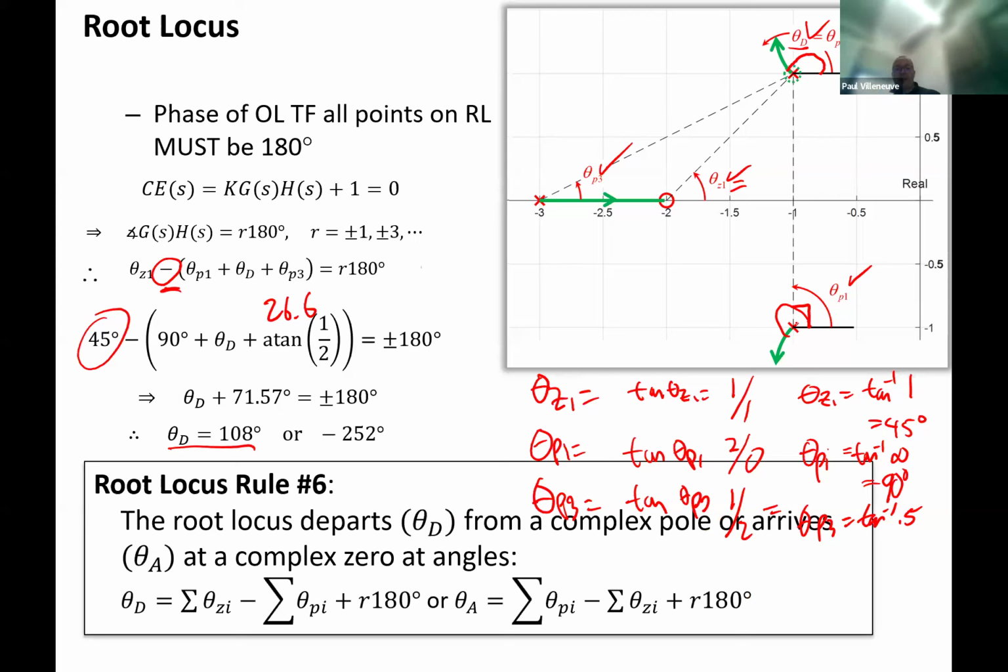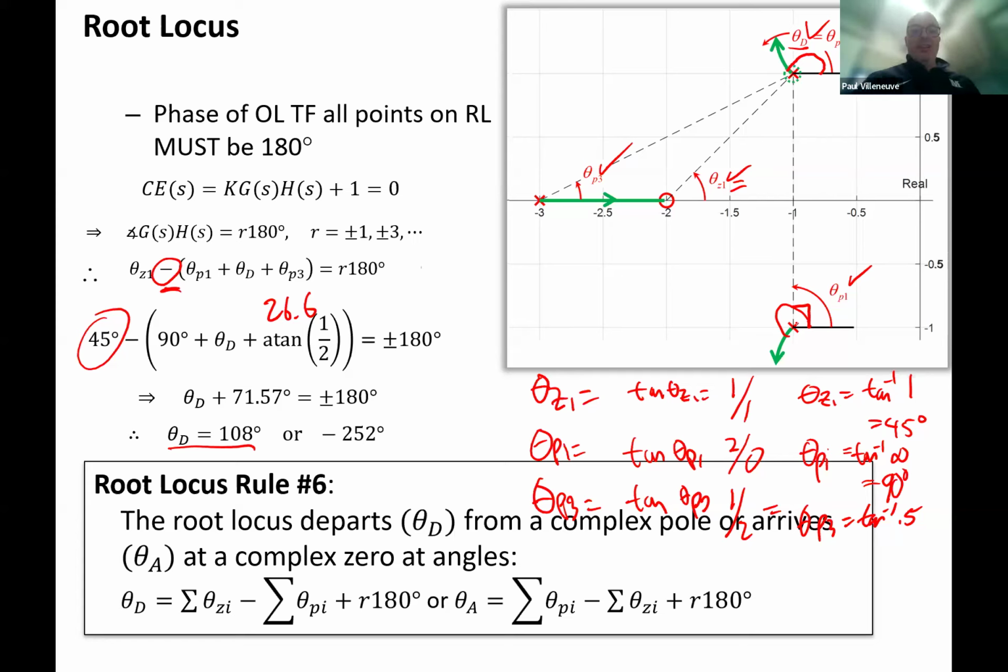So here is our rule number 6, which, I don't know if you want to call it our last rule, but it gives us our final rule to be able to draw these. We do have one additional rule we'll get to in a minute, but our angle of departure is theta z minus theta p plus r times 180. My arrival angles, theta p1 minus theta z1 plus r times 180 degrees.